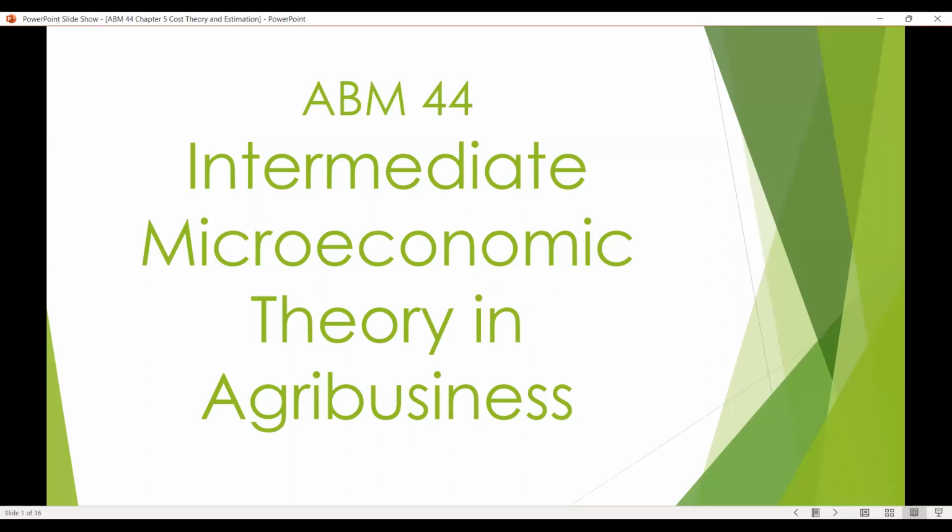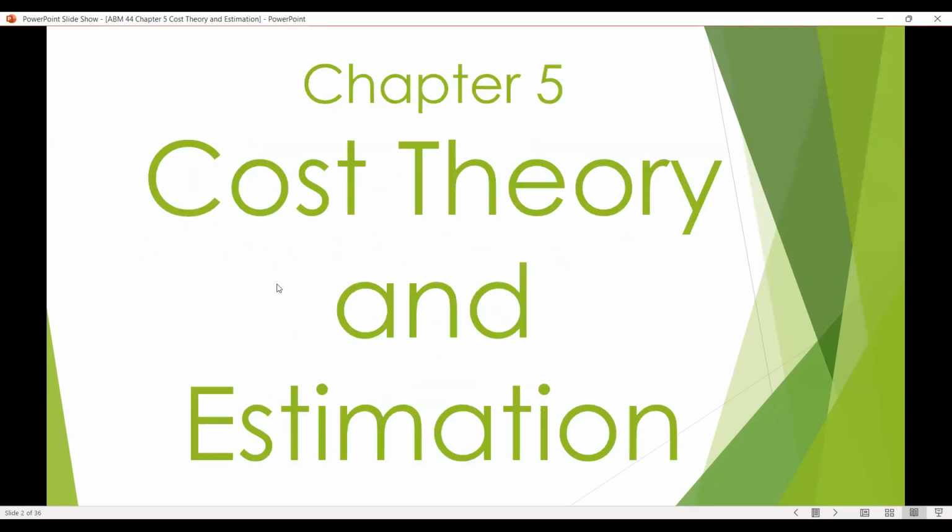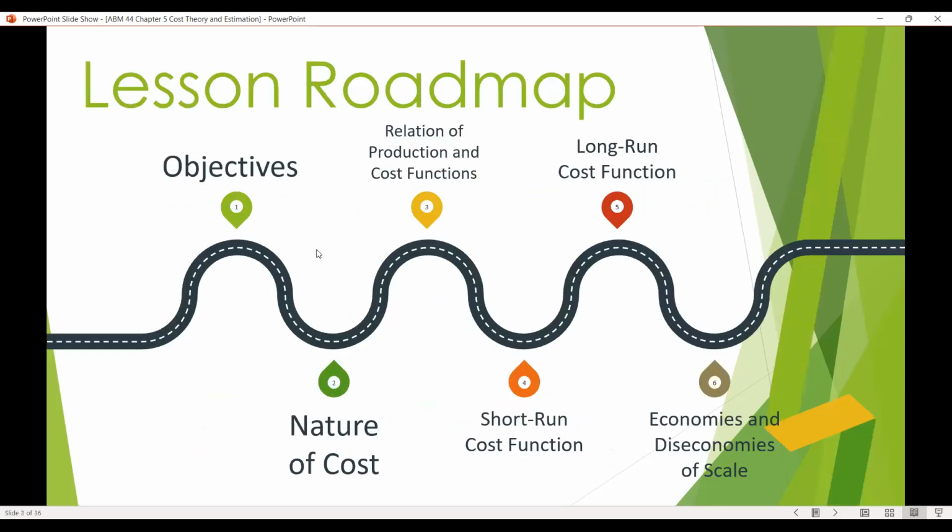So we are done with theory of the firm. Now this theory focuses more on cost, sa itong gasto, and how to estimate it. Sorry. So this is our lesson roadmap for today. We have objectives, nature of cost, relation of production and cost functions, short-run cost functions, long-run cost functions, and economies and diseconomies of scale. So medyo daghan, gyapon natong i-discuss for this chapter. Still, hopefully, we can cover them one by one.